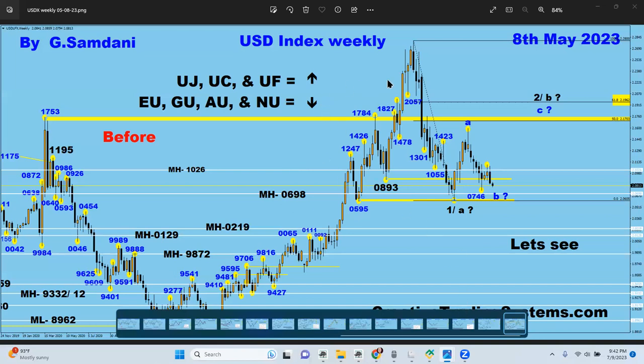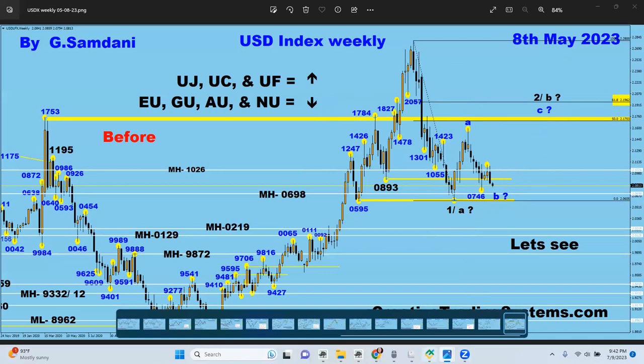This is the chart that I made on the 8th of May, the US dollar index, saying that this is a drop. If maybe 1 or A, then A, B, C will go back for this correction, right? So I predicted with A and then the B, and so I'm not going to go back that far back. So this was the idea that it will go here.